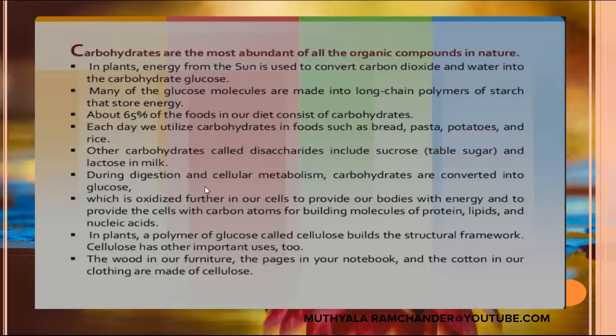During digestion and cellular metabolism, carbohydrates are converted into glucose, which is oxidized further in our cells to provide our bodies with energy and to provide the cells with carbon atoms for building molecules of proteins, lipids, and nucleic acids. In plants, a polymer of glucose called cellulose builds the structural framework.